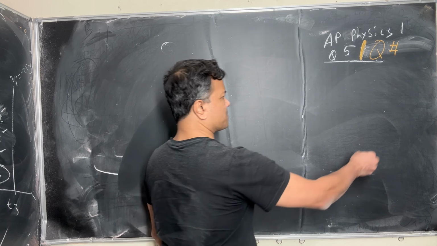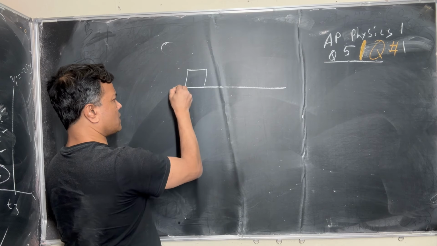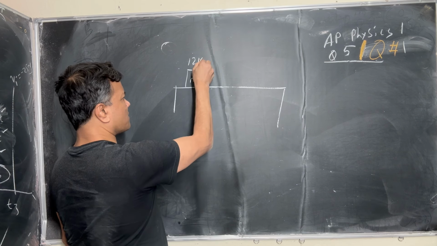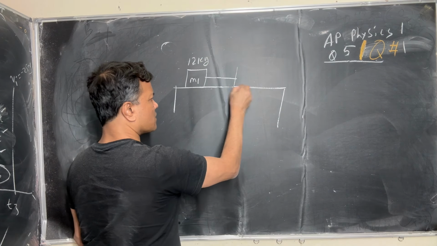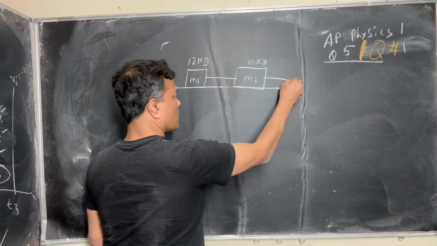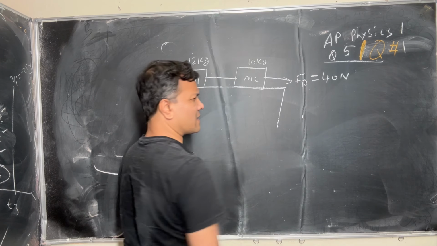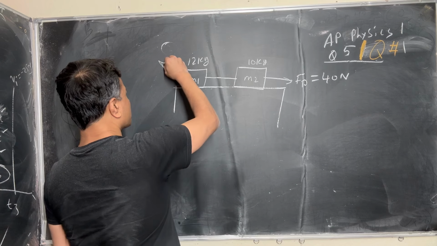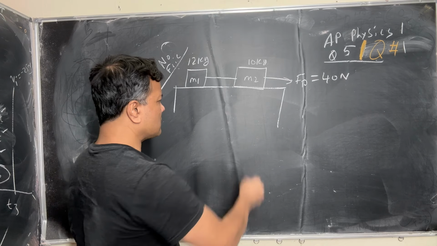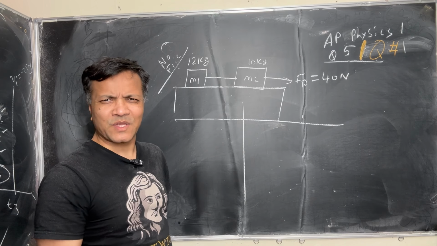So problem number 1. Two boxes on the table, box mass 1, 12 kilograms, connected by a rope to mass 2, 10 kilograms. You pull it by 40 Newton. Find the tension force. No friction. Okay, so how are you going to do it? Well, by free body diagram and Newton's second law, that's it.